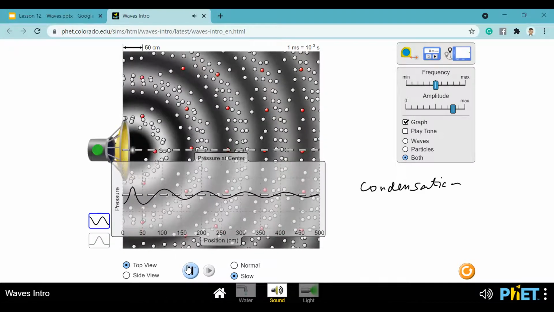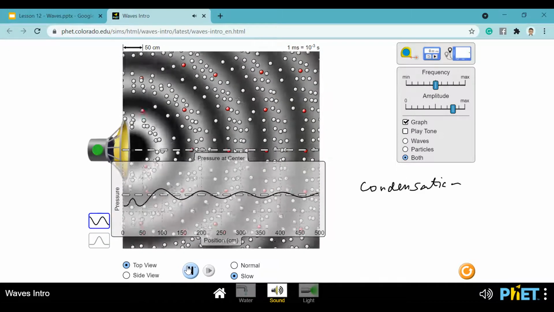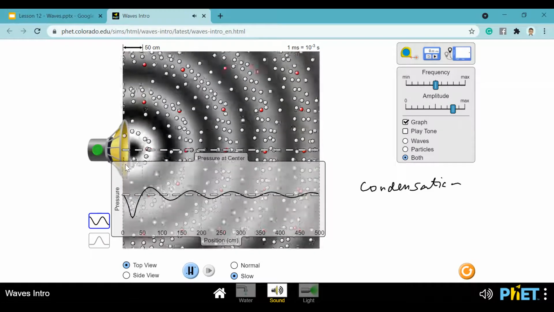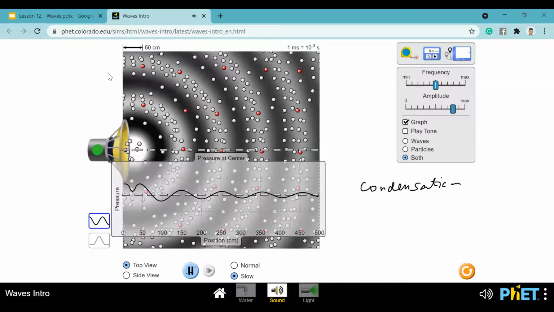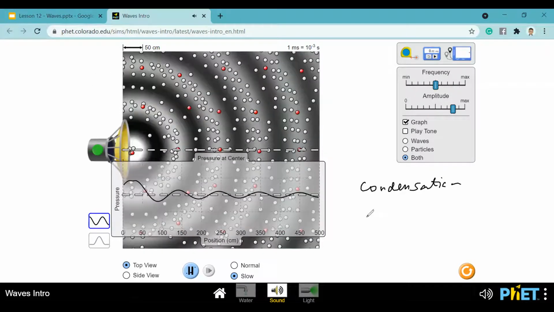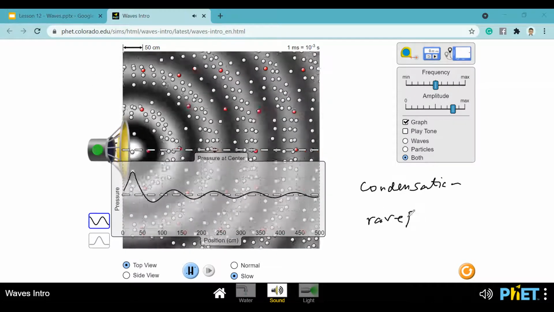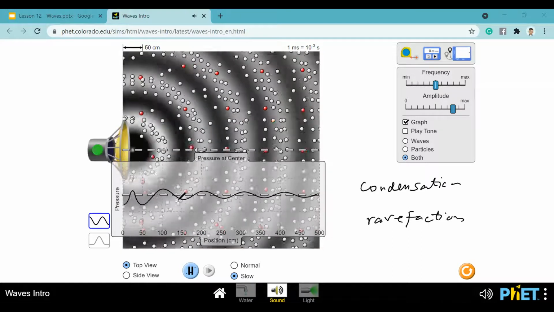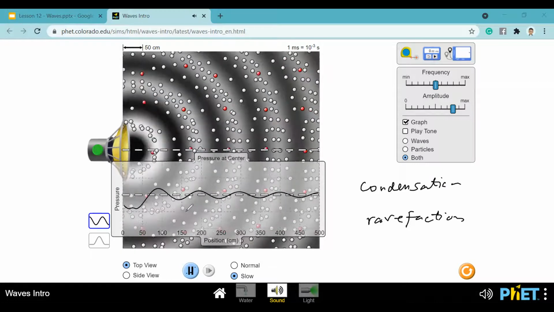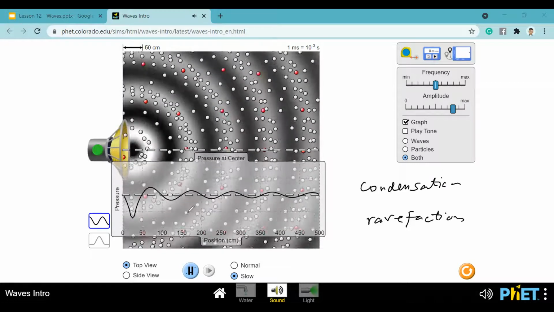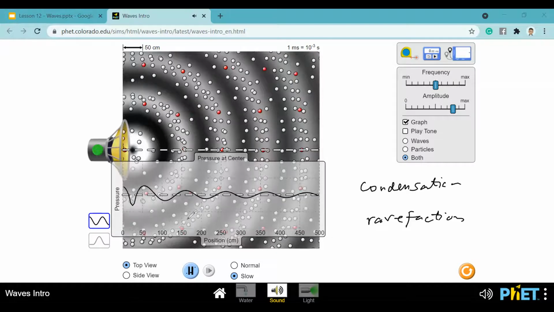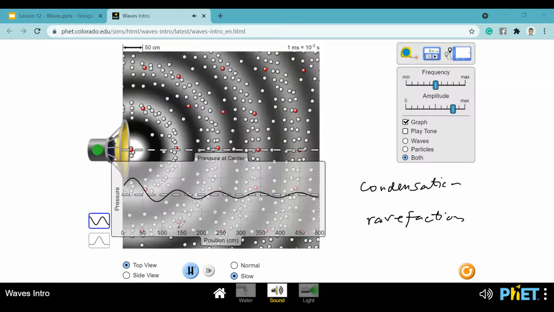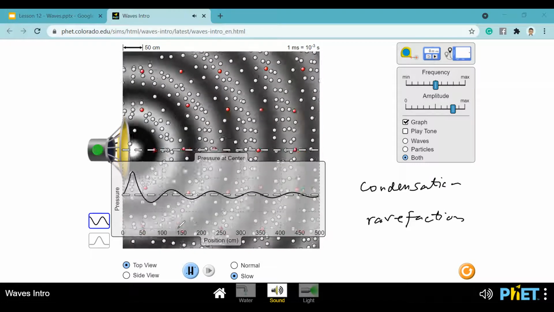After producing a condensation, the diaphragm reverses its motion and moves inward. The inward motion produces a region known as rarefaction. So the region below our equilibrium line is the rarefaction, where the air pressure is slightly less than normal. Each cycle of a sound wave includes one condensation and one rarefaction.